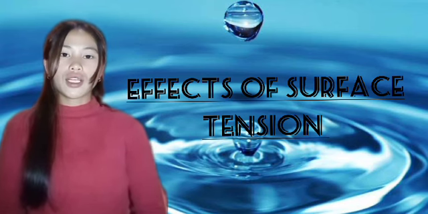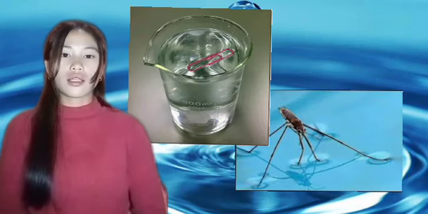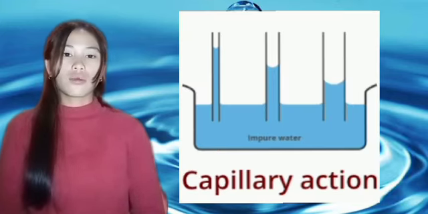The effects of surface tension. Surface tension has several effects, such as allowing lightweight objects or insects to walk on water, forming bubbles, and shaping droplets into spheres due to cohesive forces. One important effect of surface tension is capillary action, where liquids rise in narrow tubes against gravity.